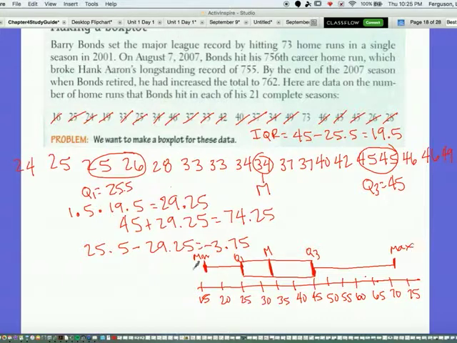And if you want to, you can label them so you know what's going on. So we might say that this is 25.5. We would say that this was 34. This is 45. We know that this is 73. And we know that this is 16.